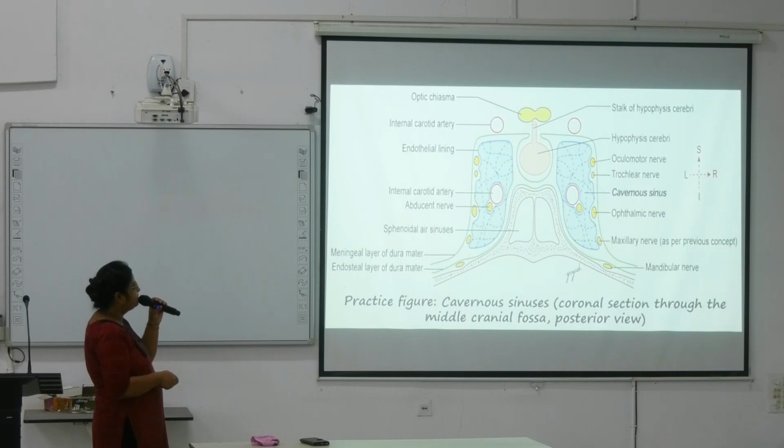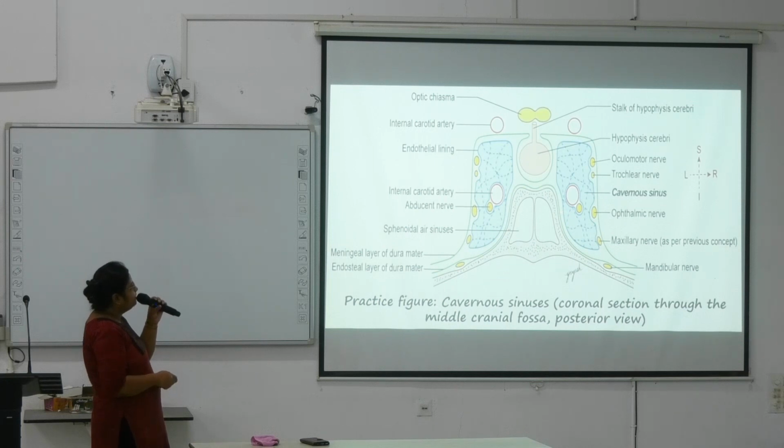See, this is a schematic diagram of the cavernous sinus. See, this is the diaphragma sellae. Here is the hypophysis, along with the pituitary gland and pituitary stalk. This is within the body of the sphenoid. These are the sphenoidal air sinuses. And these are sections in the cavernous sinus. You can see the internal carotid artery is passing through the cavernous sinus, and along with it, the sixth nerve, the abducens nerve.